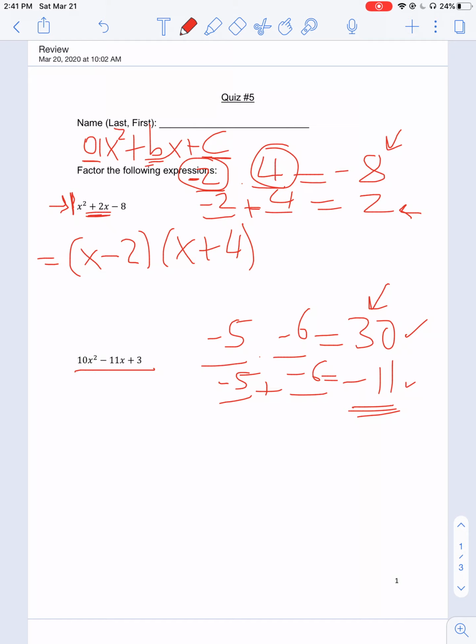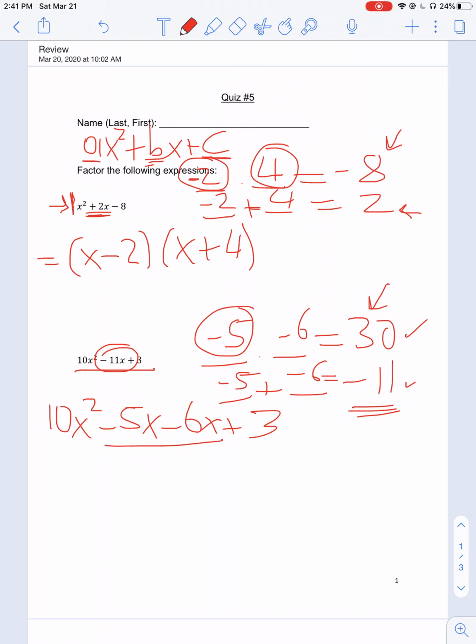So now how do you proceed? Well, all you have to do is rewrite 11x in an intelligent way. Okay, so I'm going to rewrite the 10x squared the way I see it. And then look at the first combination number. So that's -5. So I'm going to put -5x and then -6x plus 3. Okay. So again, -5x minus 6x still gives me -11x. So I haven't changed anything.